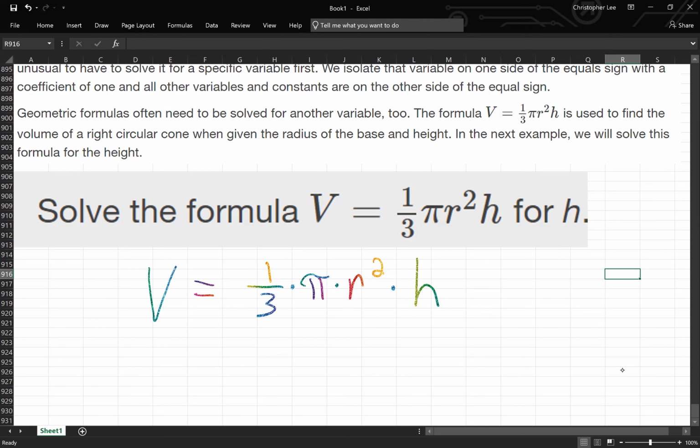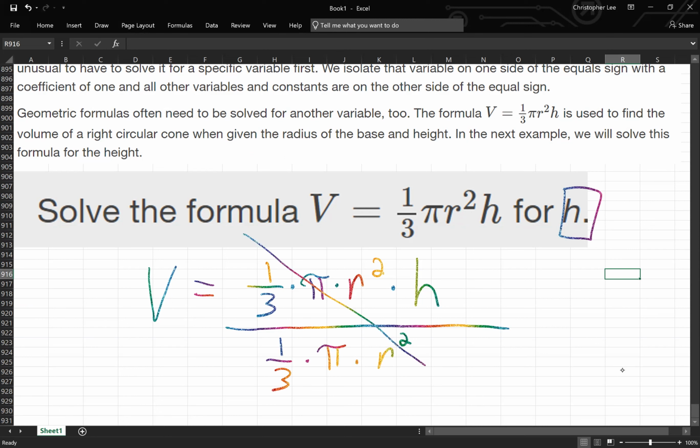Real simple, right? What do I want for this question? I want h. That's what I'm looking for. I'm going to divide everything by all the variables that are not h. So what's not h? 1/3 is not h. Pi is not h. R squared is not h. And I'm just gonna cancel those out.